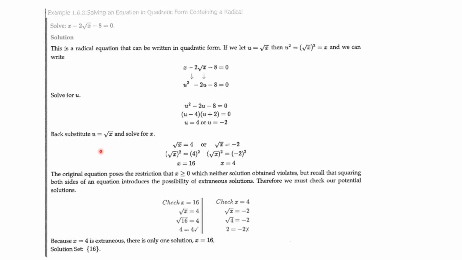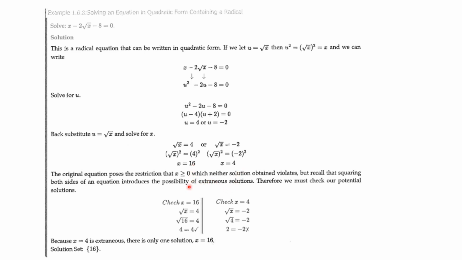But then if we substitute back u equal the square root of x and solve for x, we find the square root of x is equal to 4. That means x is equal to 16. Or the square root of x is equal to minus 2. If we square that, we will get x is equal to 4.